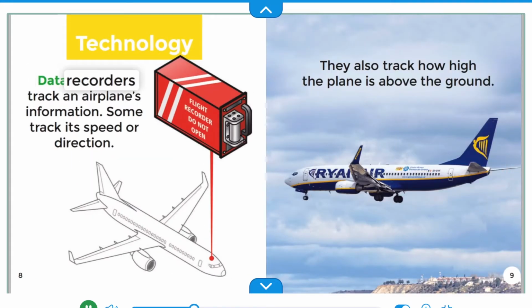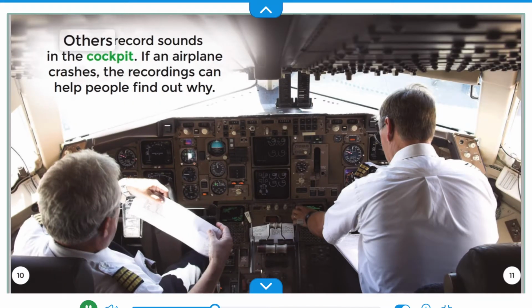Technology. Data recorders track an airplane's information. Some track its speed or direction. They also track how high the plane is above the ground. Others record sounds in the cockpit. If an airplane crashes, the recordings can help people find out why.